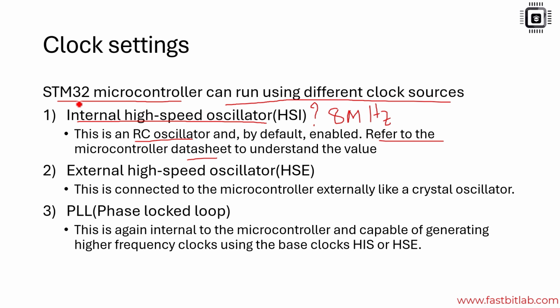After that, the STM32 microcontroller can be given an external clock using a crystal oscillator that we call the external high-speed oscillator. This is like connecting a crystal oscillator to the microcontroller pins to supply the clock. The STM32 microcontroller can also be configured to use the clock generated by the PLL engine, which stands for phase locked loop. This is again internal to the microcontroller, and it is capable of generating higher frequency clocks using the base clocks such as HSI or HSE.